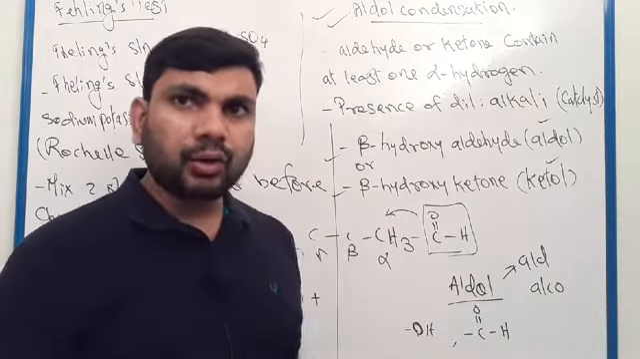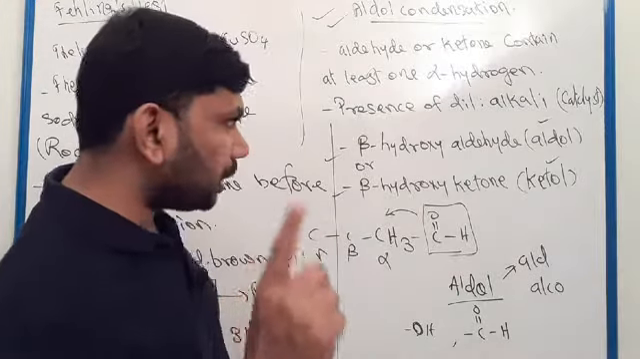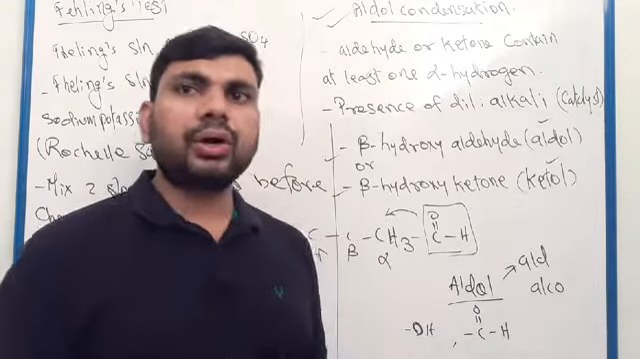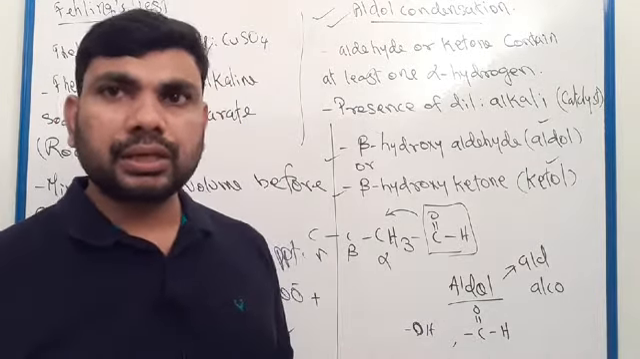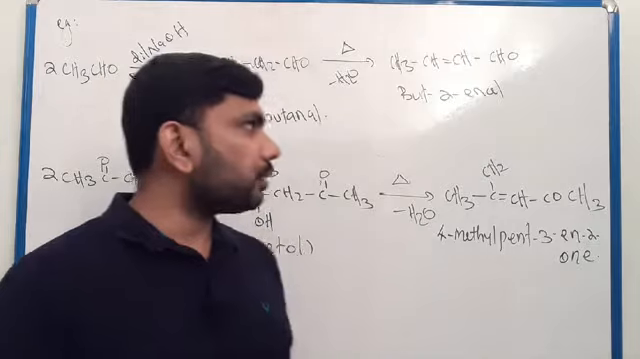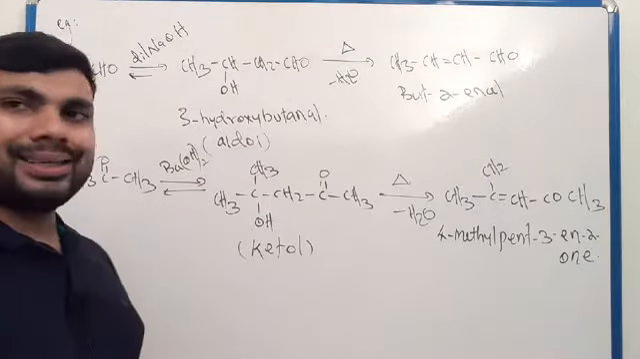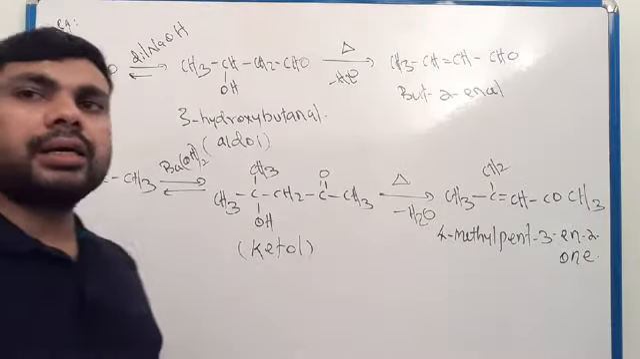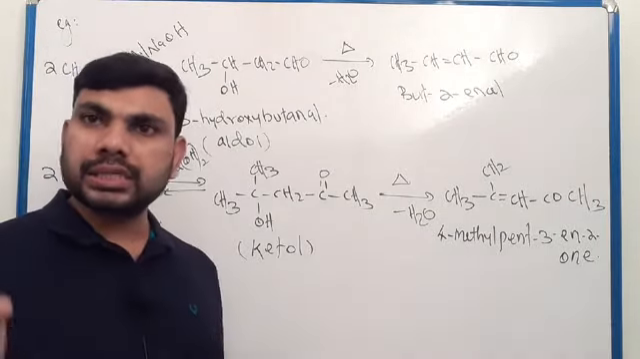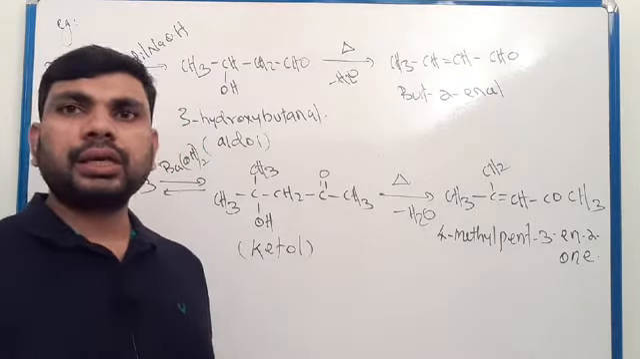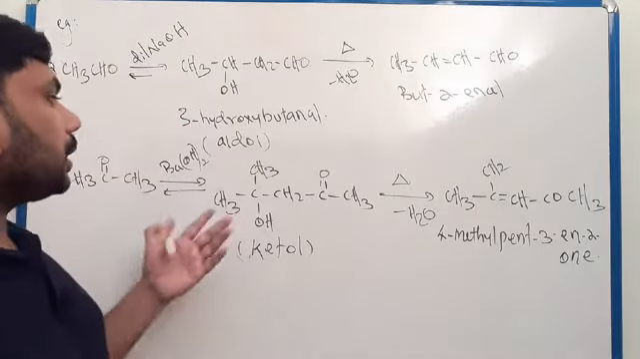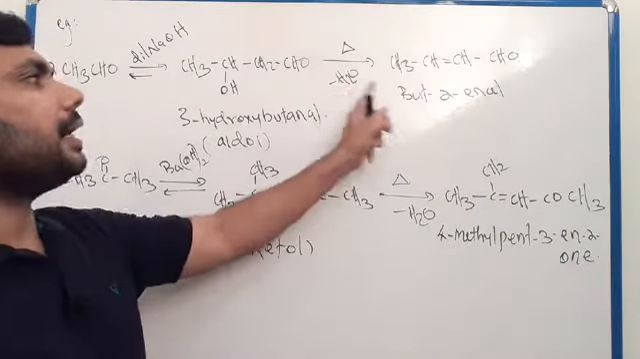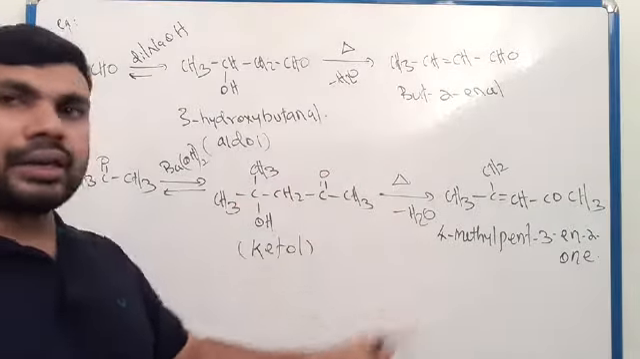So aldehyde or ketone which contains at least one alpha hydrogen reacts, it gives aldol condensation. Clear? Okay, next one, examples for aldol and ketol. Here we discuss aldol condensation: aldehyde or ketone which contains at least one alpha hydrogen gives aldol and ketol. This aldol and ketol after dehydration gives the final product.